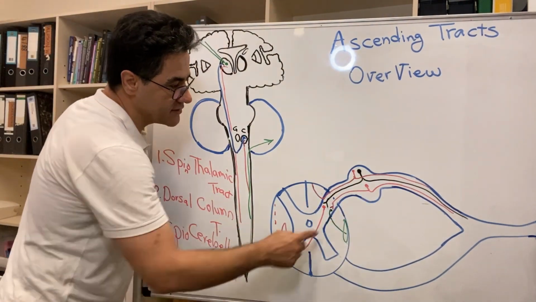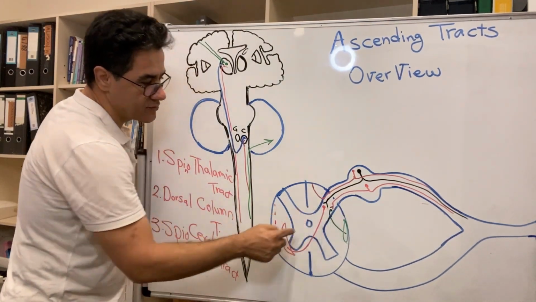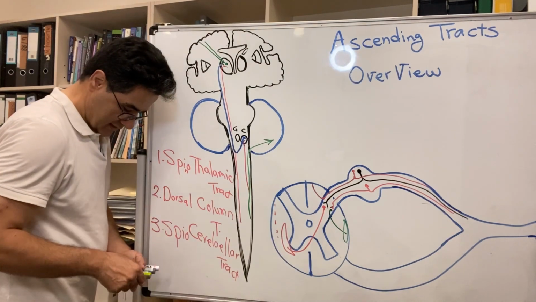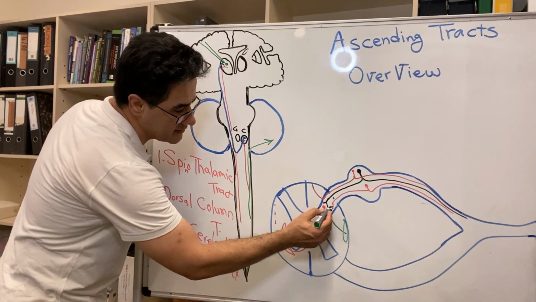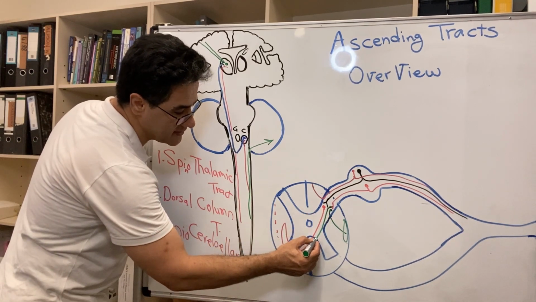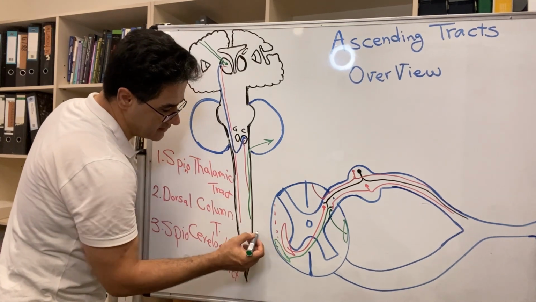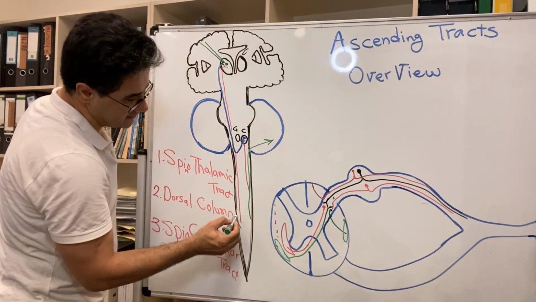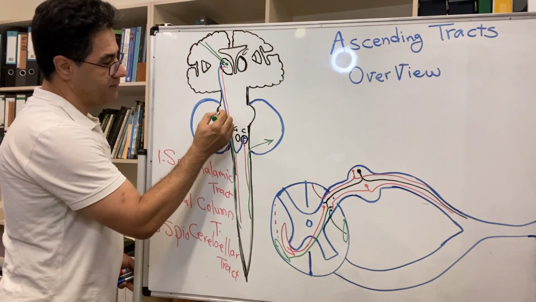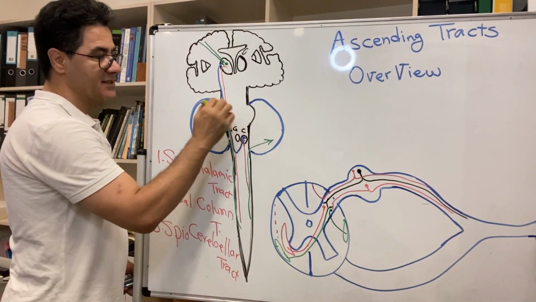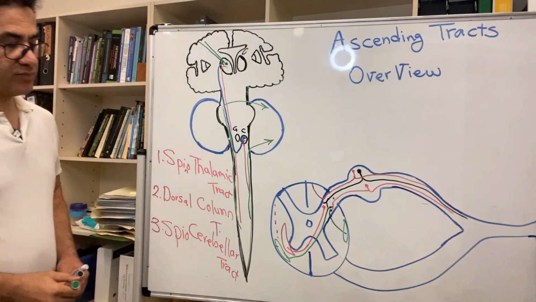The first order neuron cell body is in the dorsal root ganglion, and then it comes into the dorsal horn and synapses onto the second order neuron cell body. The second order neuron axon crosses or decussates the spinal cord and lands here, and then it runs all the way up like this, and again it decussates at the level of the cerebellum to get into the same side.